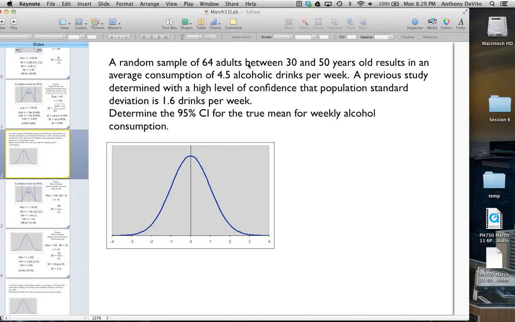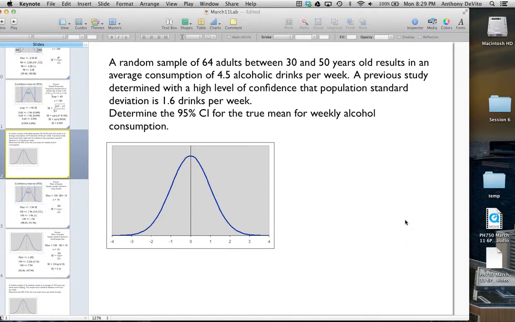A random sample of 64 adults between 30 and 50 years old results in an average consumption of 4.5 alcoholic drinks per week. Right? A previous study determined with a high level of confidence that the population standard deviation is 1.6 drinks per week. Determine a 95% confidence interval for weekly alcohol consumption. Okay, so we're going to take this one step at a time.